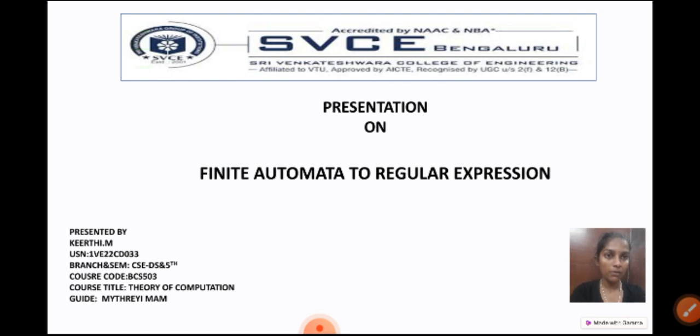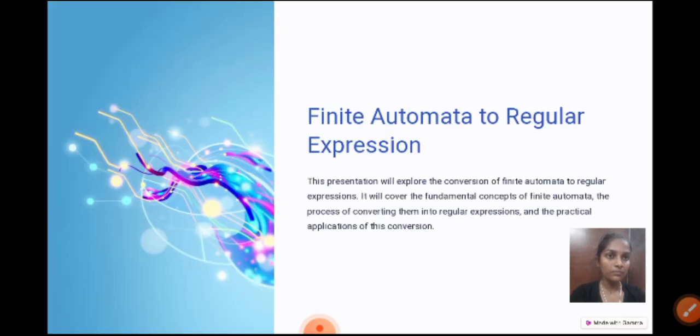Today I am going to give a presentation on the topic of finite automata to regular expression conversion, which is a part of Theory of Computation course. Finite automata to regular expression. In this presentation, we'll explore the conversion of finite automata to regular expression. It will cover the fundamental concept of finite automata, the process of converting them into regular expression, and the practical application of this conversion.